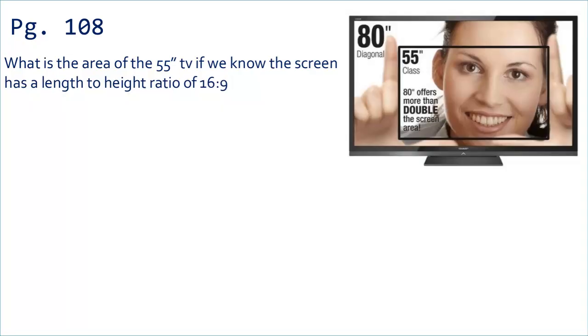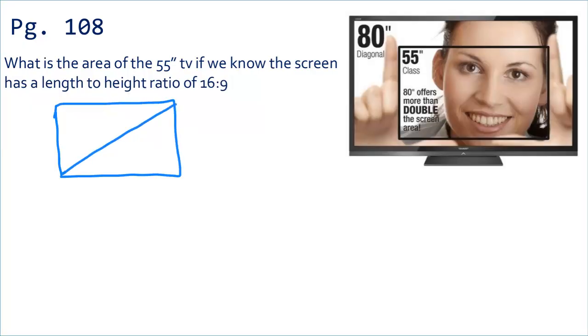All right. So I'm going to put this. If we know the screen has a length to height ratio of 16 to 9, this is where it still could be helpful to possibly draw a picture. So now, the 55-inch TV, where does the 55 go? In the middle on the diagonal, right? This is 55 inches. This has a length to height ratio of 16 to 9.